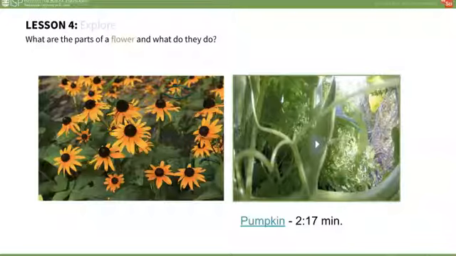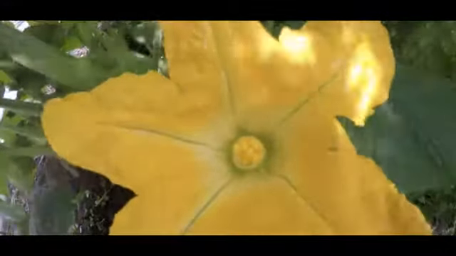At this point, you may need to tell students that the petals are the brightly colored or white parts of the flower. Show students the following video of a pumpkin growing. After viewing, ask students if their ideas about what a flower is has changed.